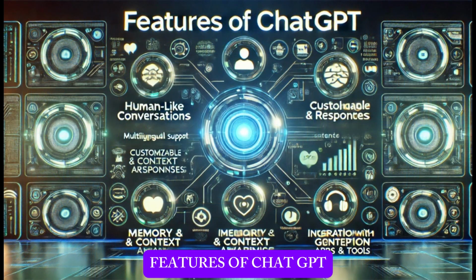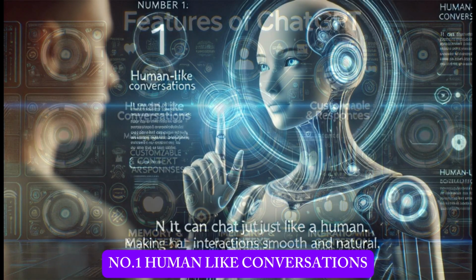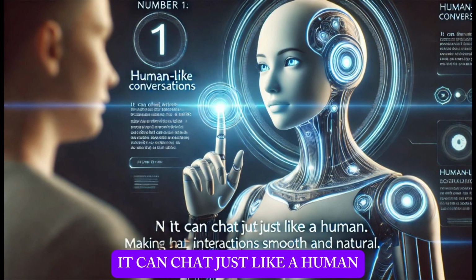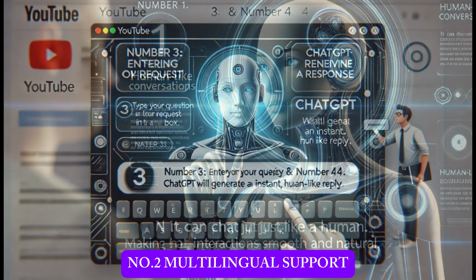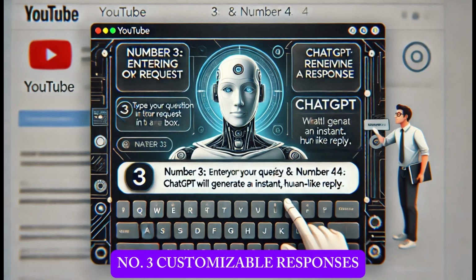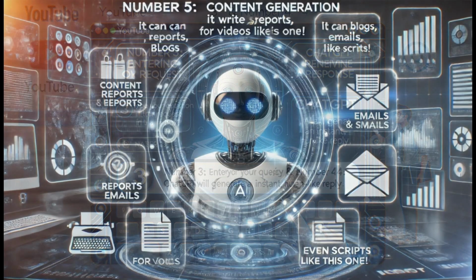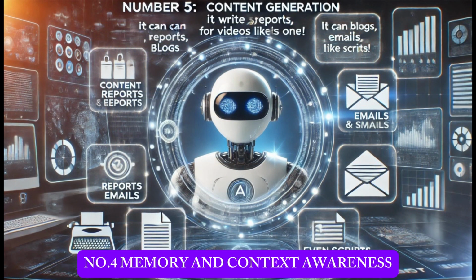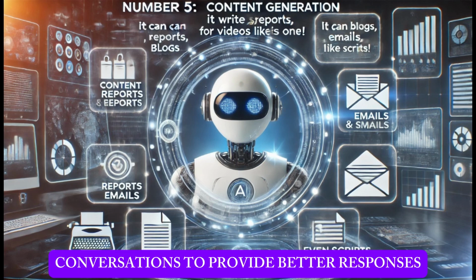Features of ChatGPT. Let's now discuss some of the most important features of ChatGPT. Number 1. Human-like conversations. It can chat just like a human, making interactions smooth and natural. Number 2. Multilingual support. It understands and responds in multiple languages. Number 3. Customizable responses. You can adjust the tone and style of responses. Number 4. Memory and context awareness. It remembers previous conversations to provide better responses.